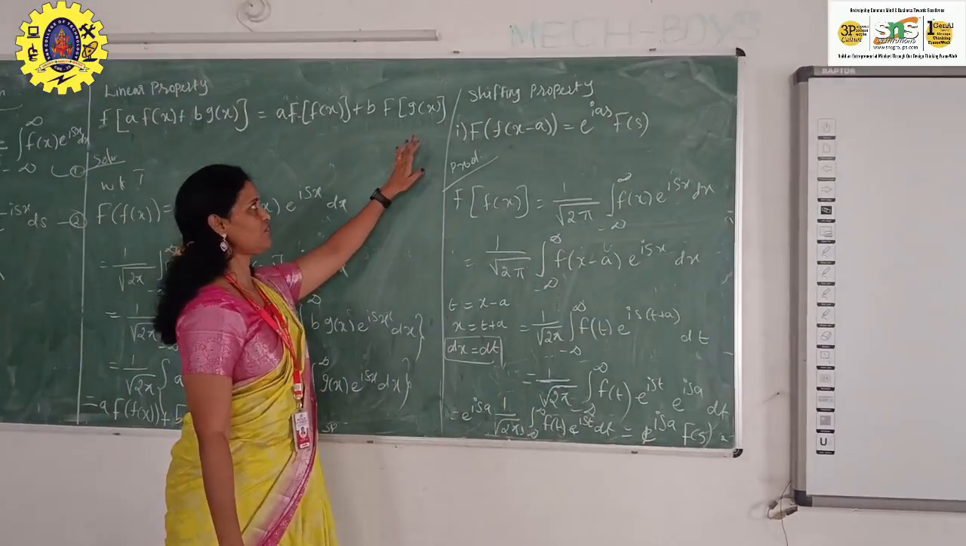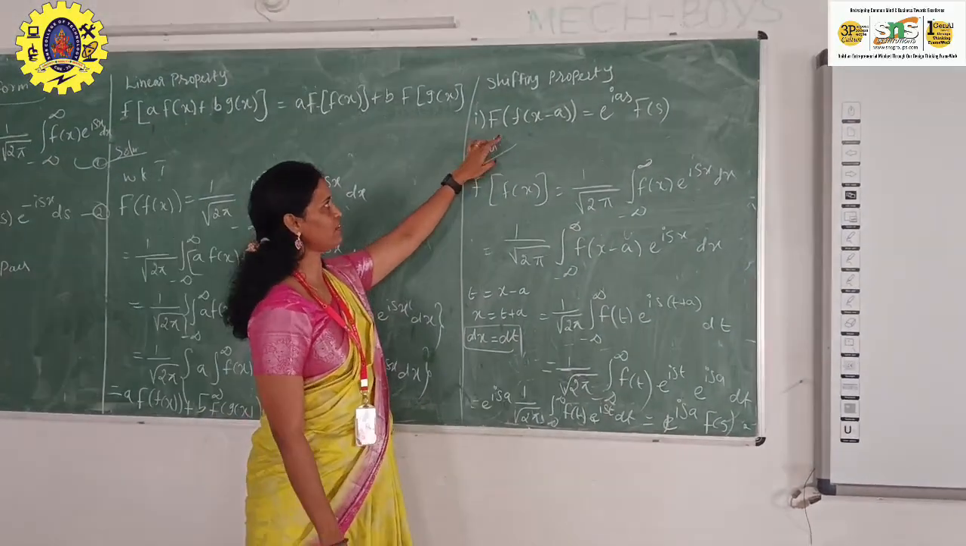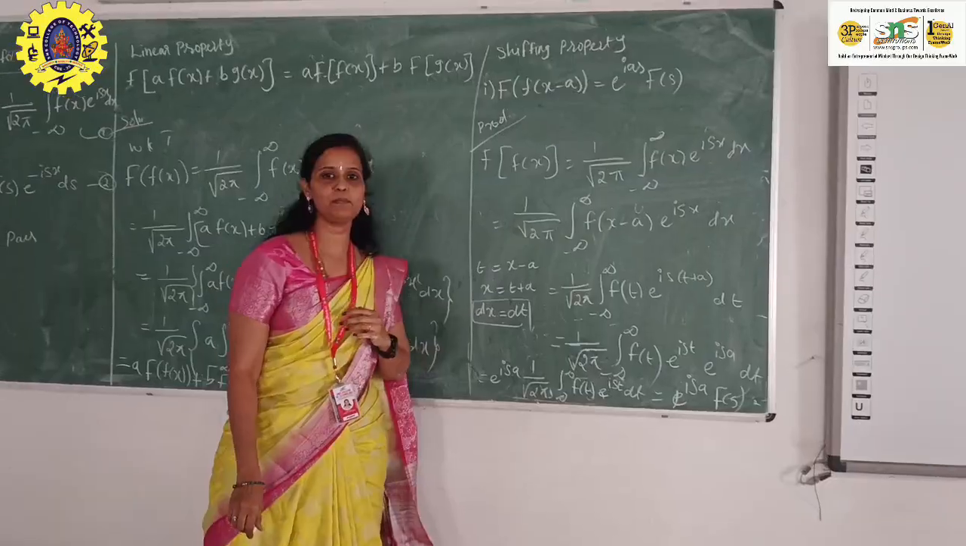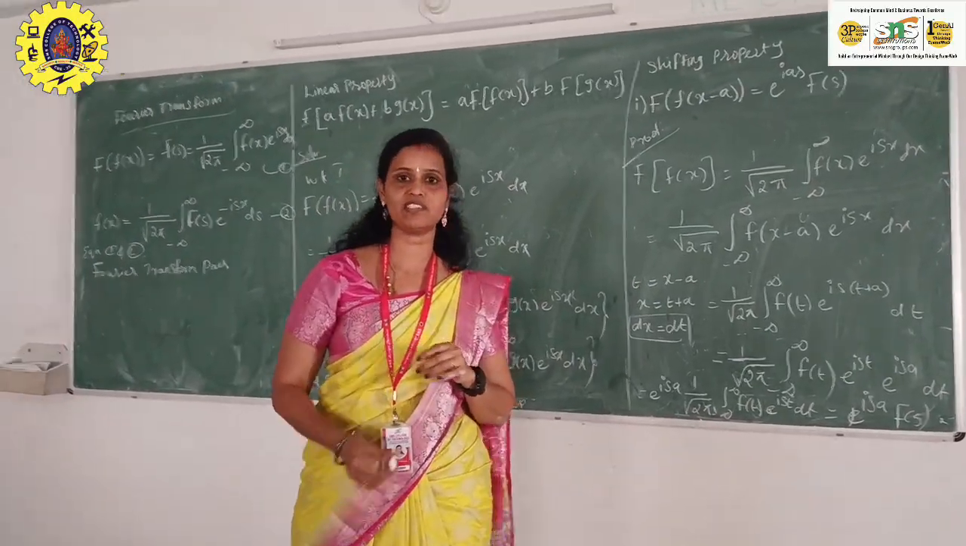Clearly, the shifting property is that the Fourier transform of f(x − a) is equal to e^(ias) F(s). Thank you.